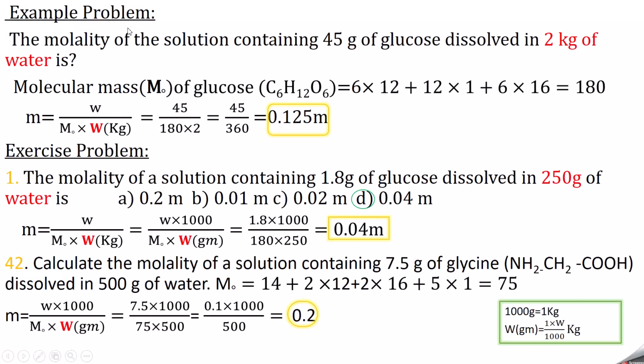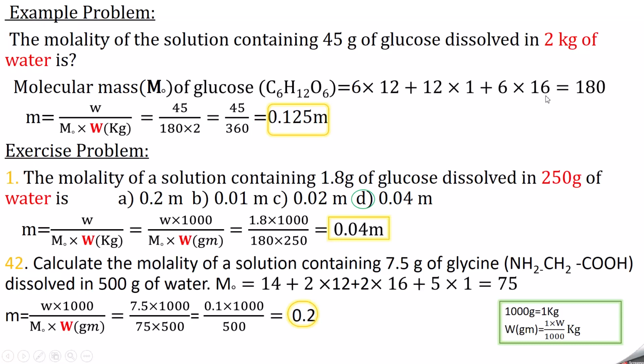So we will do one problem. This is an example problem. The molality of the solution containing 45 gram of glucose dissolved in 2 kilogram of water. Here the solute is glucose, the solvent is water. So here the weight of the solute is given, but molecular weight we have to find out. The formula for glucose is C6H12O6. You have to add the atomic weight of all the elements. So first 6 carbon, so 6 into 12. 12 is the atomic weight of carbon. 12 hydrogen, so 12 into 1. 1 is the atomic weight of hydrogen. 6 oxygen, so 6 into 16.